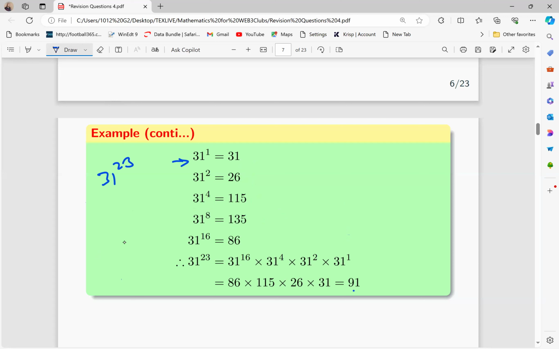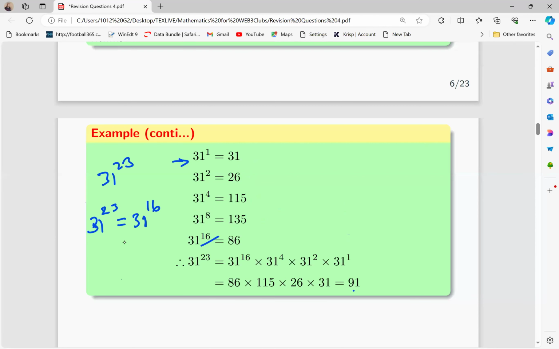For instance, if I have 23, this 23 can be written as that 1 raised to, instead of 23, I have 16. So what can I add to 16 to get 23? 7. Is that okay? 7 plus 16 will give me 23. But 7 is not here. 7 is not among these powers. So I choose one that is less than 7. 4.